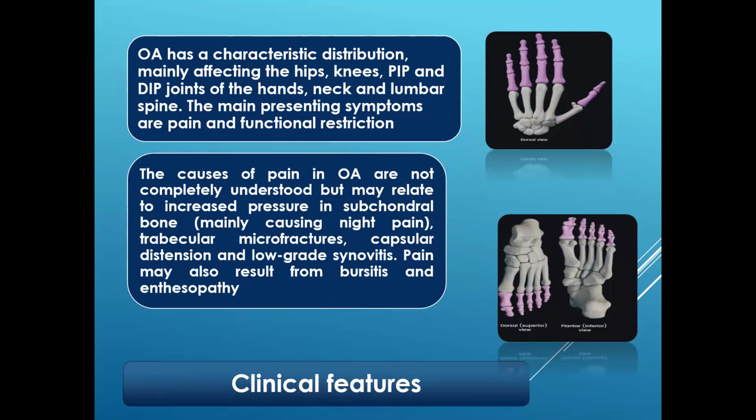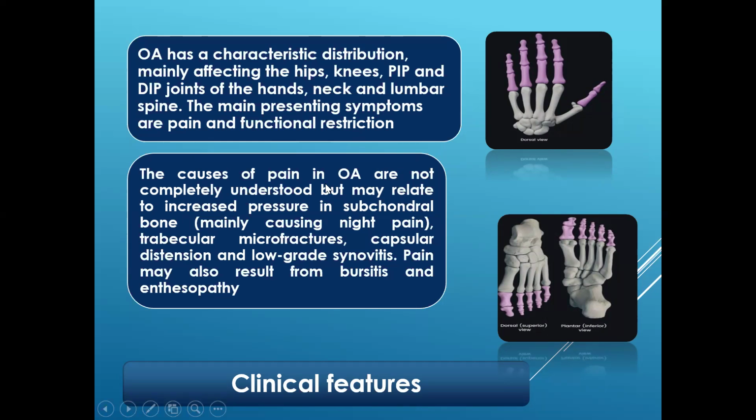Osteoarthritis has a characteristic distribution. Now we're looking at the clinical features. It mainly affects the phalangeal joints. That is, it affects the joints of the fingers and the toes, the proximal interphalangeal joints and distal interphalangeal joints of the hand, and the knees and the hip. It also affects the neck and the lumbar spine. The main presenting symptoms among patients are pain and functional restriction. They are unable to move that particular joint as it gives them intense pain.